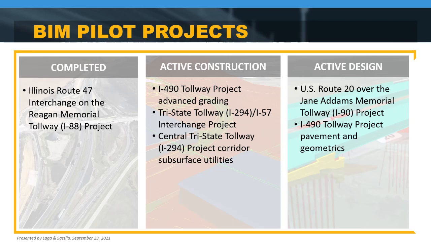In 2017, we were able to start our first pilot project, a rural standalone interchange at Illinois 47 and I-88. This was completed in 2019, and the project has since completed a full BIM cycle. In doing so, we were able to try new innovations, such as having the designer provide a model-centric design and seal the model as a legal document.